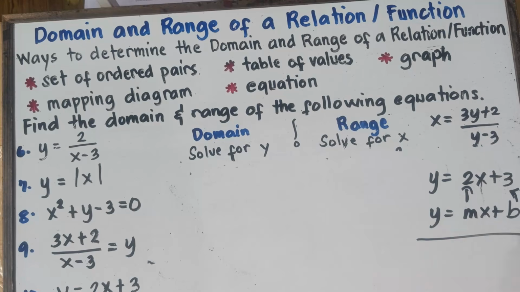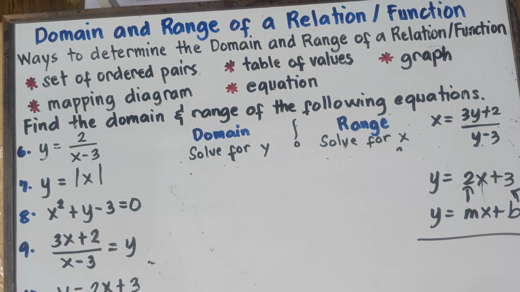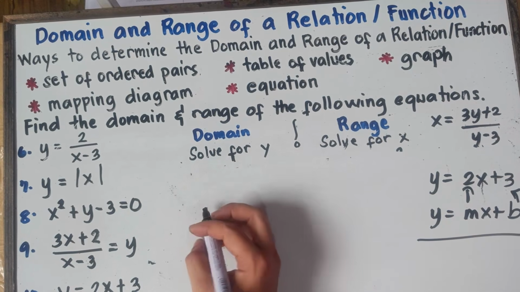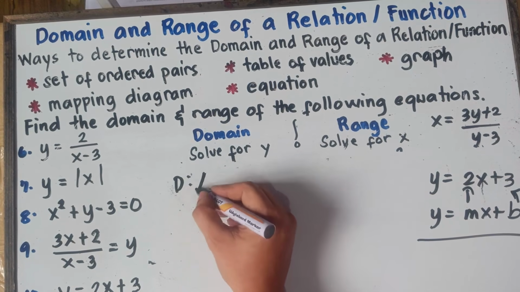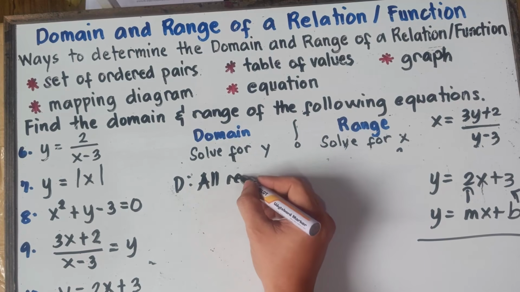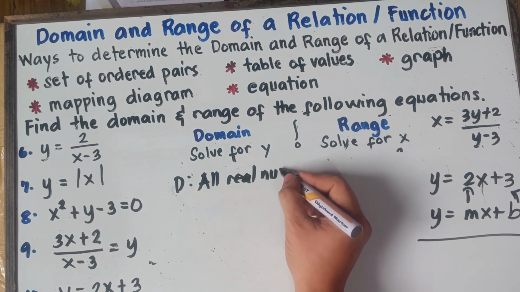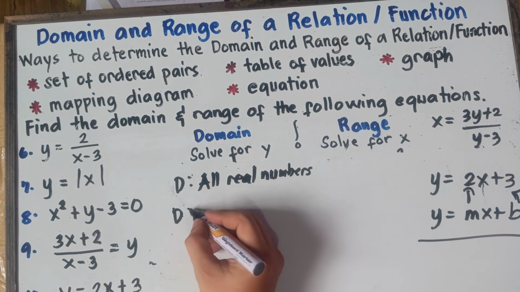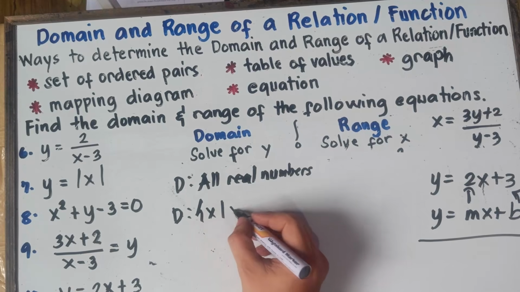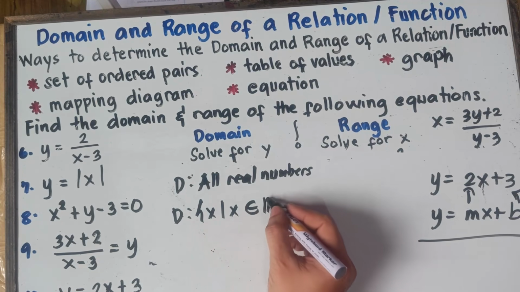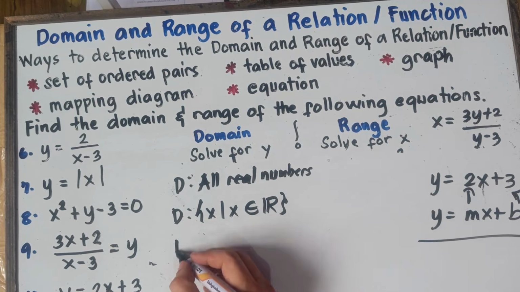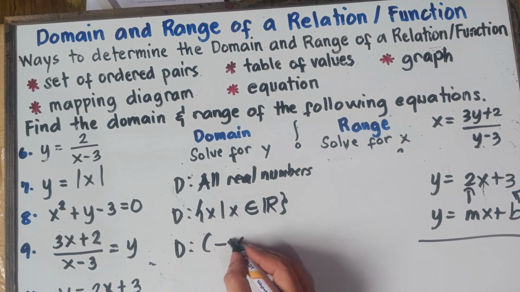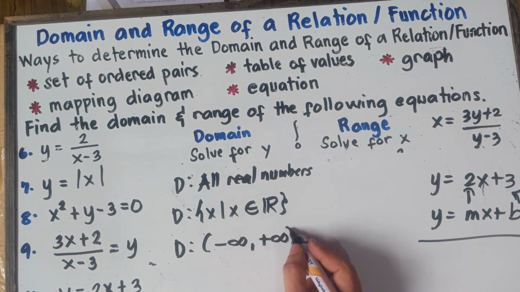Now if you have a linear function, automatically, class, your answer for the domain and range will be all real numbers. So for number 10, the domain will be all real numbers. That will be really fine. And then you can write the domain as the set of all x such that x is an element of real numbers. Or you can have the domain from negative infinity, comma, up to positive infinity.